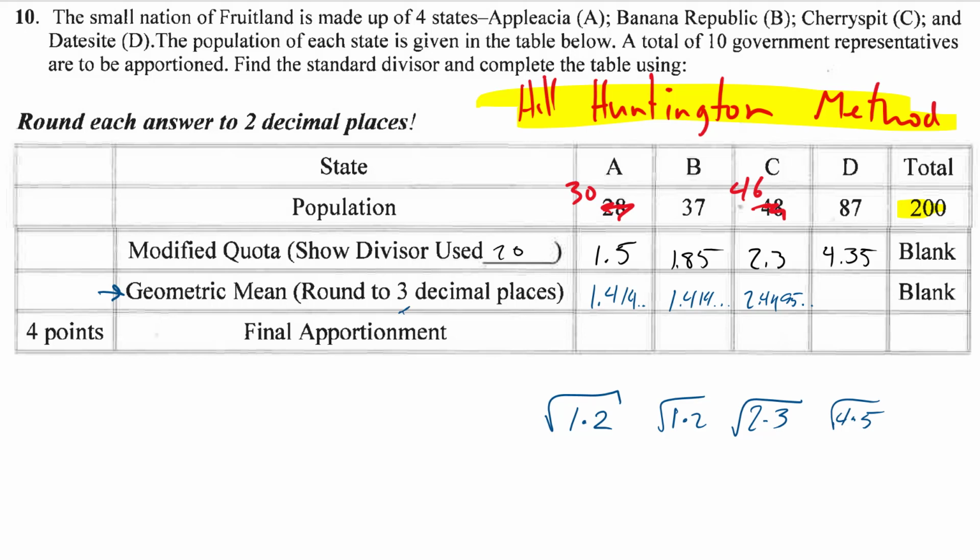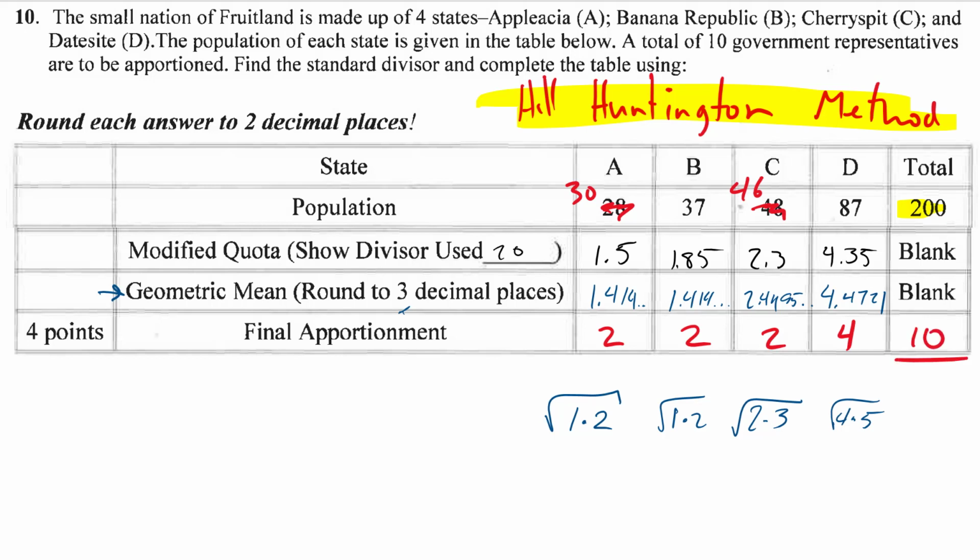It says round to 3 decimal places. I'll just show a little bit of extra work. And here's 4.4721. Okay, so if it's equal to or above this, it rounds up. If it's less than this, it rounds down. So 1.5 is more than that, so it rounds up. 1.8 is more than this, so it rounds up. 2.3 is less than 2.4, so it rounds down to 2. And 4.3 is less than that, so then when we add it up, we get to 10.